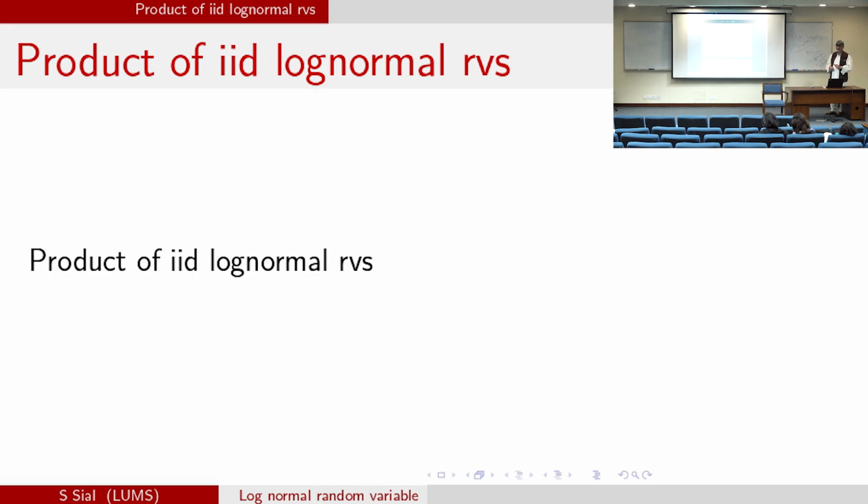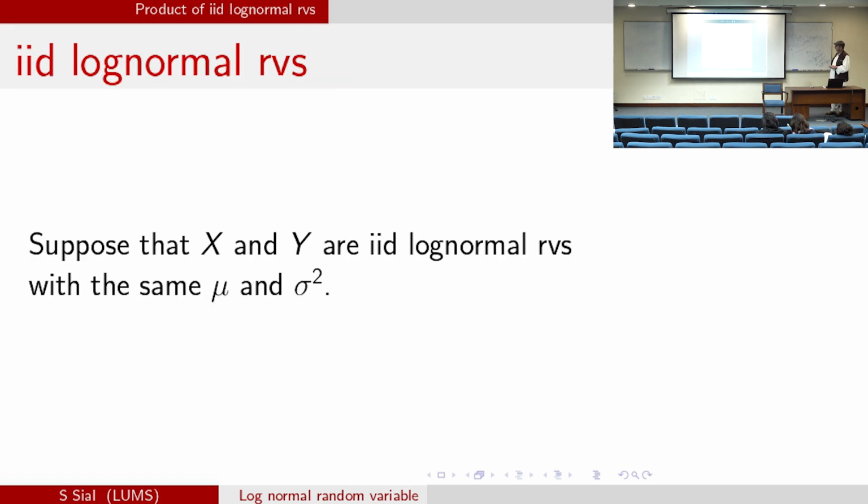Product of independent, identically distributed log normal random variables. So, x and y are both log normal. They're both the same. They have the same parameter mu and the same parameter sigma squared. What can we say about their product?